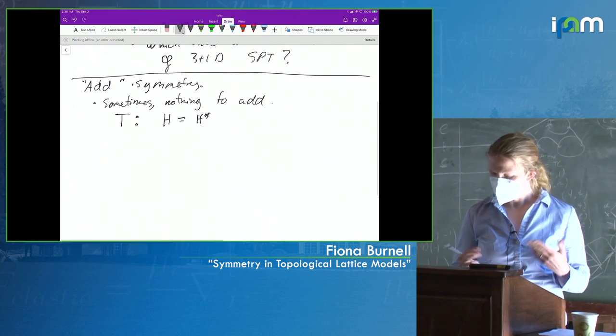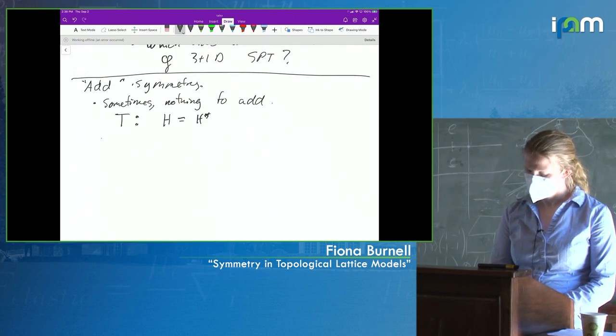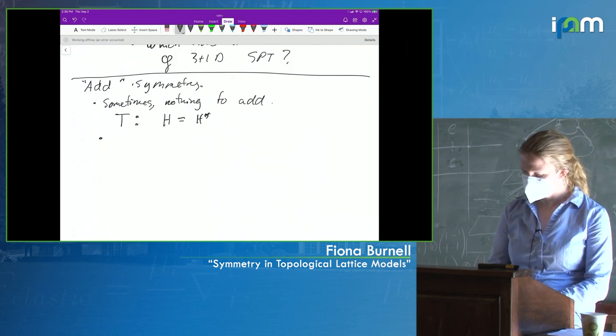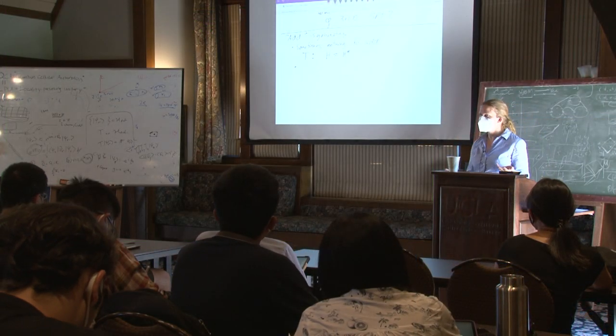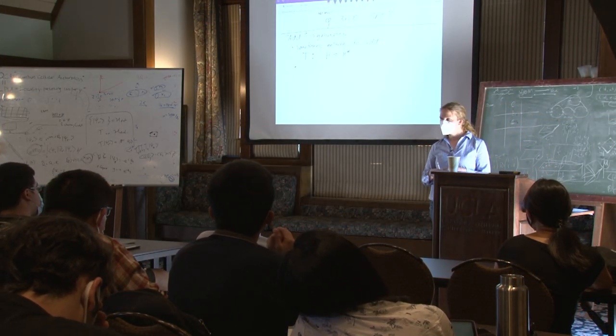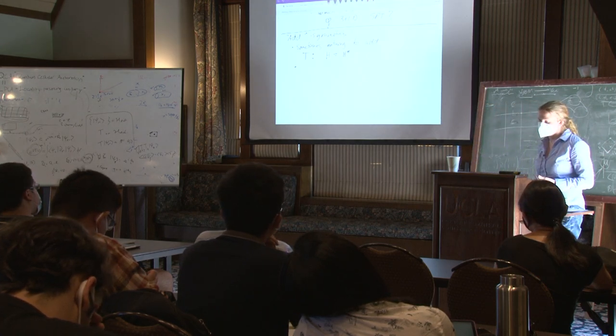But more generally, if I want to be able to realize all symmetries, which I'm going to focus on unitary symmetries, actually, maybe I want some kind of spin rotation symmetry, or I want some U1 charge symmetry. And those symmetries are not in these string net models. We have to add something.